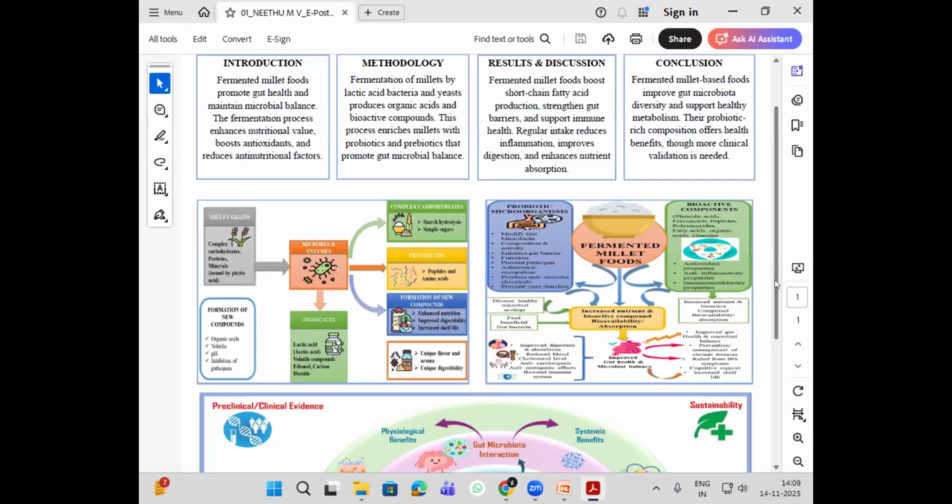My conclusion is that fermented millet products are a sustainable, cost-effective, and healthy dietary solution, integrating the traditional method of fermentation with the modern concept of nutrition, which enhances the diversity of gut microbiota, metabolic homeostasis, and overall well-being of humans.